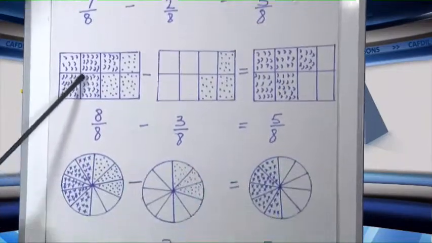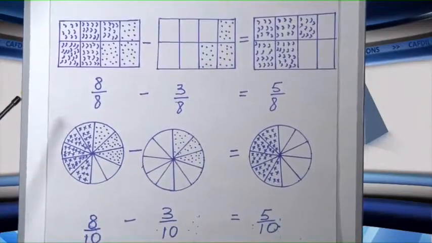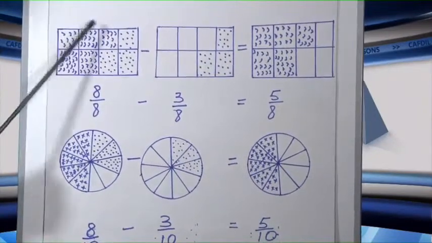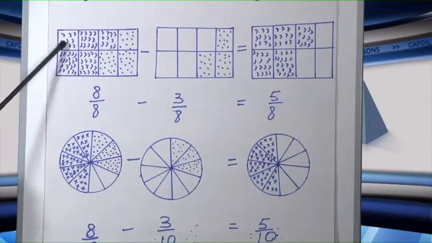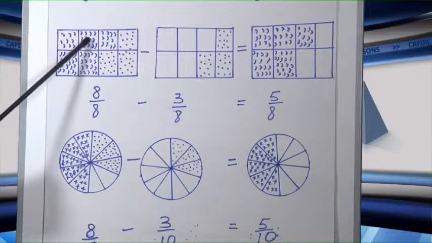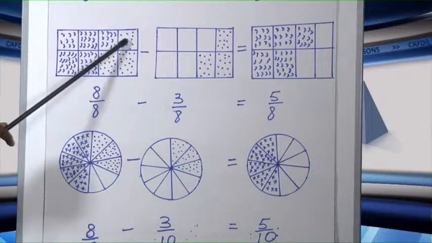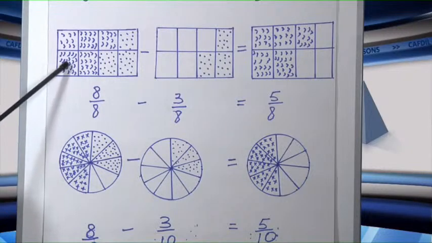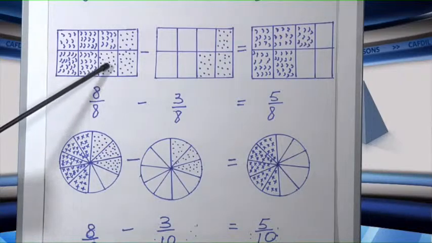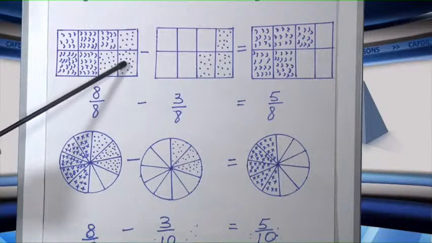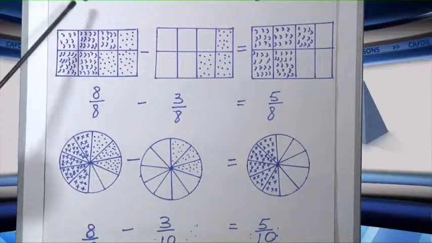Let's come to this rectangle. How many parts do we have in all for this rectangle? Let's count. 1, 2, 3, 4, 5, 6, 7, 8. How many parts? 8. Let's look at it again.